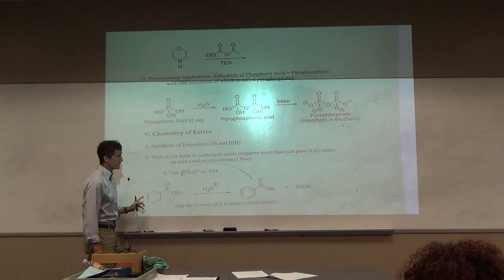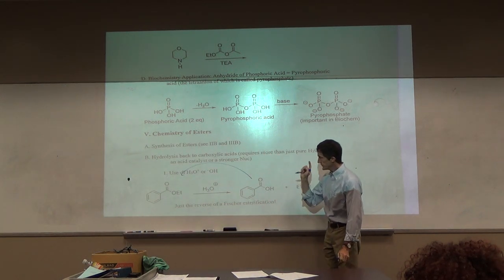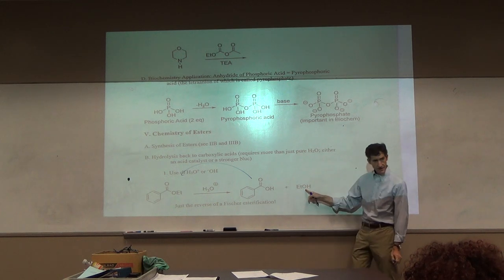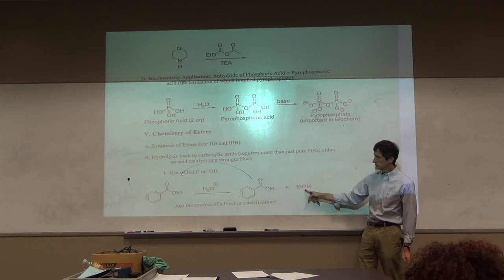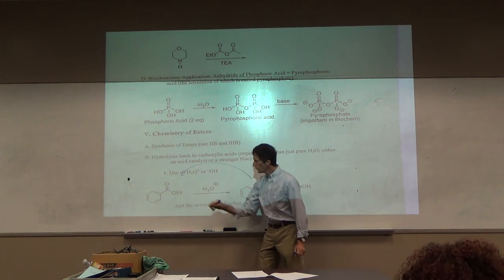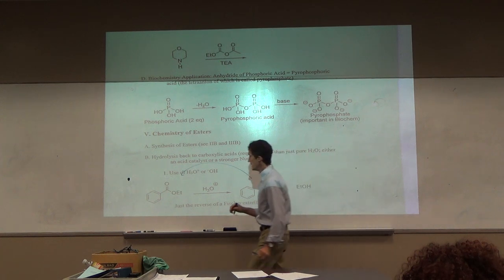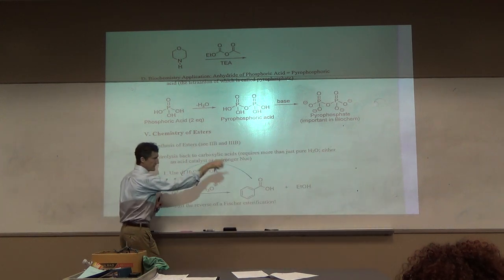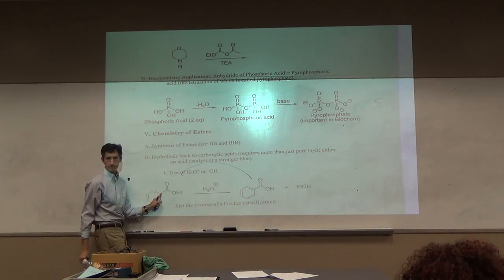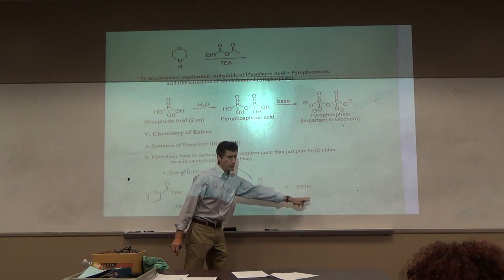Well, you can go the other way, and remember this was a true equilibrium. If you want to go that way, how would you drive it? We used excess ethanol. You're going to make that plus water. It's hard to remove water sometimes, or sometimes you can. But if you had the ester and you wanted to go that way, how would you drive it? Boil off some ethanol. You could remove ethanol as it forms.